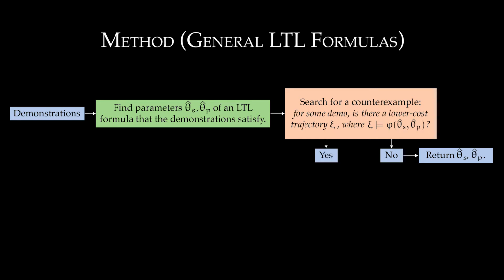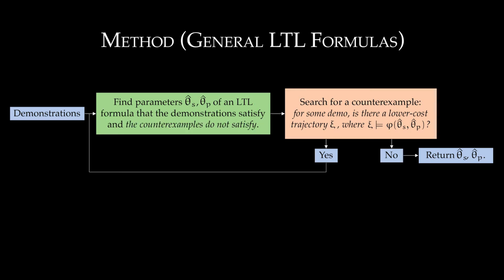Otherwise, the candidate formula is inconsistent with the approximate optimality assumption, and we return to propose another candidate formula which does not accept the generated counterexample. This process repeats until no counterexamples can be found. Then, the learned LTL formula can be used to plan new trajectories completing the task.